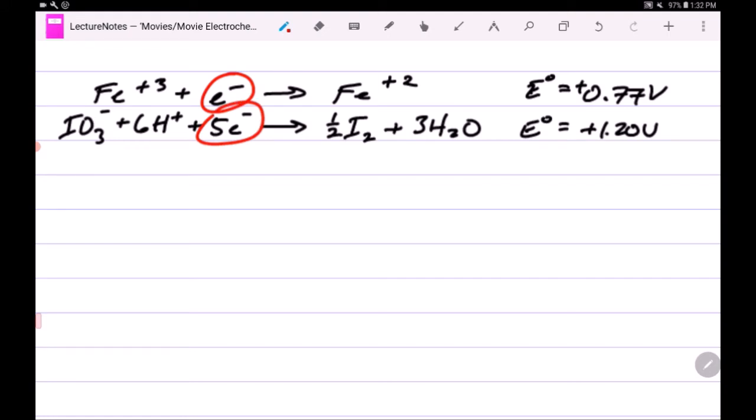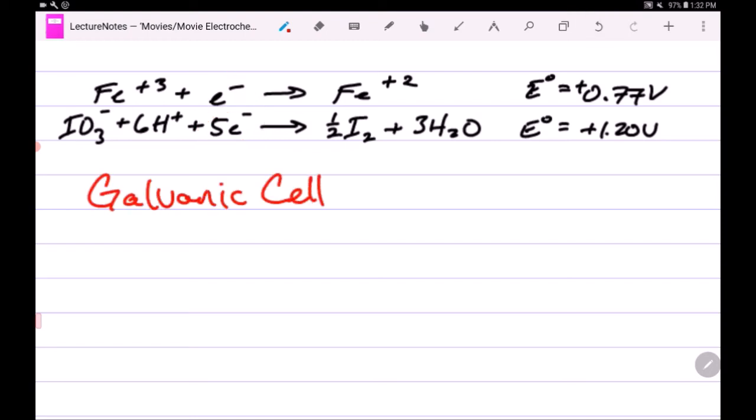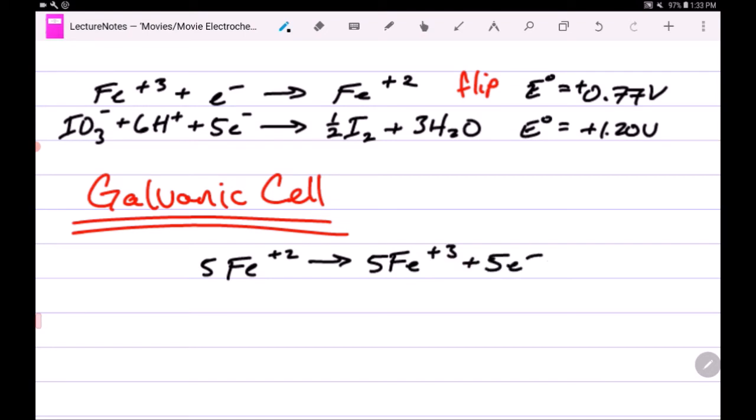Now get used to this one. Most electrochemical half reactions are tabulated as reduction potentials. So one of these guys needs to flip. And the one that flips for a galvanic cell is the one that's going to produce a positive cell potential by the time it's done. So what we need to do is flip this one. To make these half reactions add together, I need to multiply the top half reaction by 5.